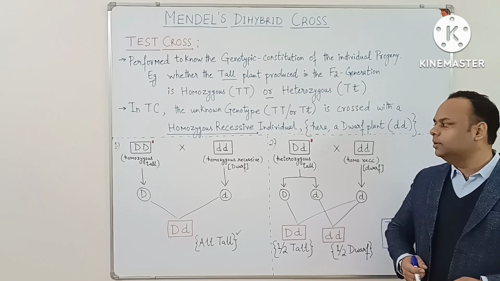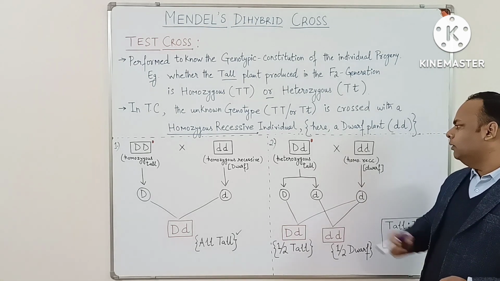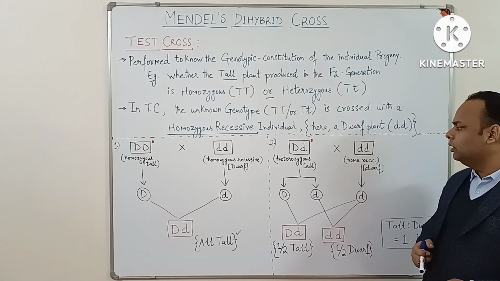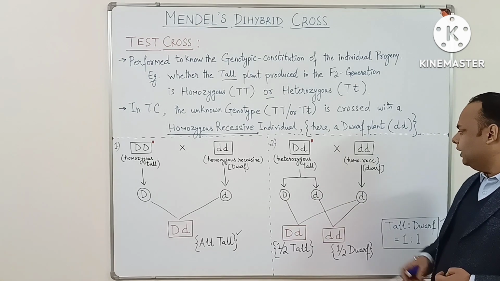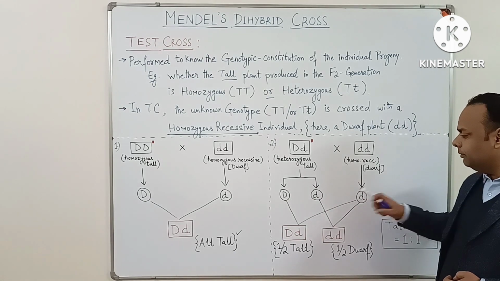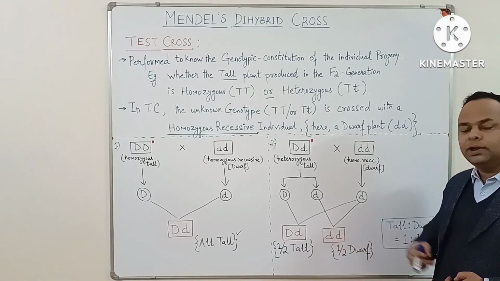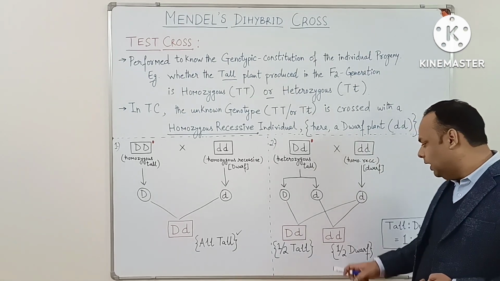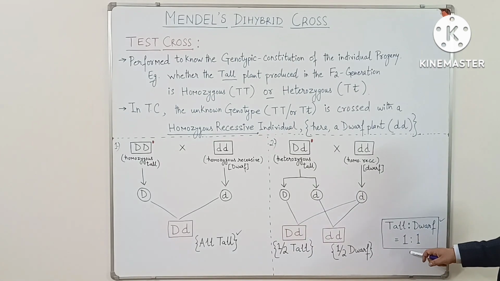Whereas in the second case, where the tall plant is heterozygous, when it is crossed with a homozygous recessive dwarf plant, the heterozygous tall will produce two kinds of gametes, whereas the dwarf plant produces only a single kind of gamete. The following combinations are achieved in the next generation or the progeny, where half the plants are tall and half are dwarf plants. That is, tall to dwarf would be a ratio of 1:1.